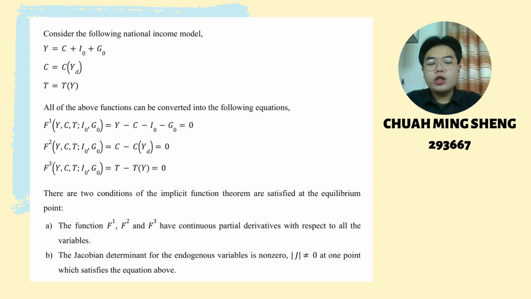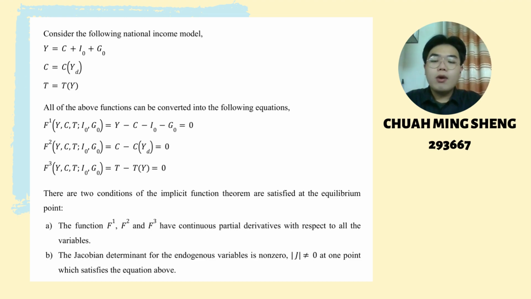Consider the following national income models. First equation is Y = C + I0 + G0. Second equation is C = C(Yd). Third equation is T = T(Y). Note that Y, C, and T are endogenous variables, where I0 and G0 are exogenous variables.